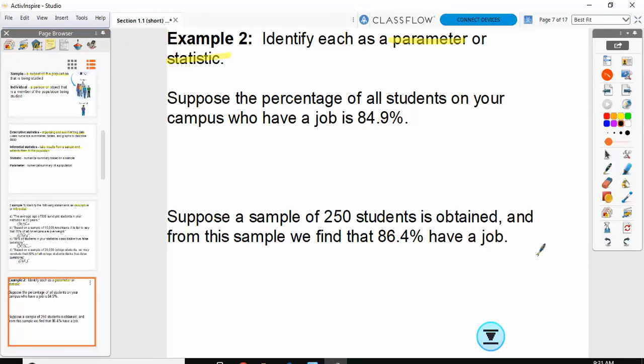Suppose the percentage of all students on your campus who have a job is 84.9%. All students. So all students, that's talking about my population, my entire group. So this 84.9 would be a parameter. The parameter or statistic, I'm referring to that number in there.